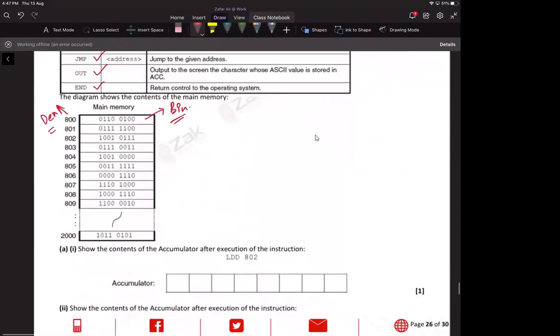All right. So show the content of accumulator after execution of the instruction LDD802. So what is at 802? 1001 and 0111. There we go. Okay. So you got the answer.